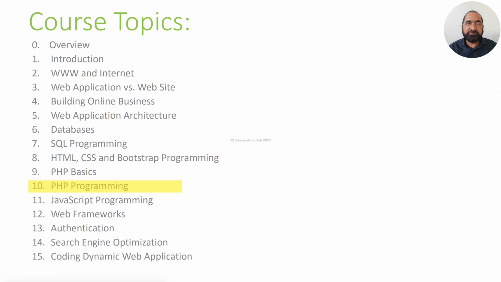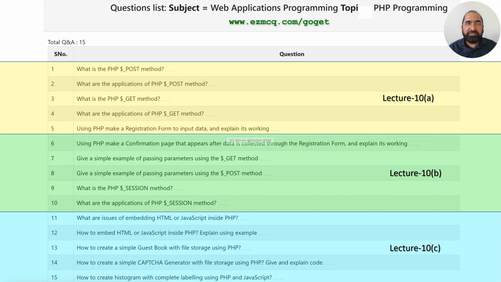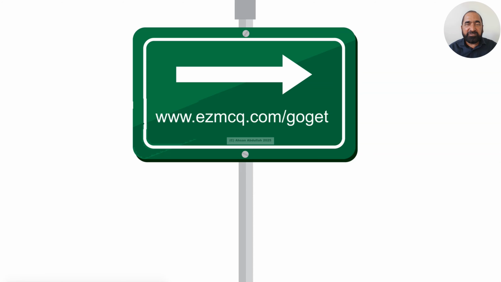So these are the list of topics which are covered in this course. And topic number 10 is the topic which we are covering, which is PHP programming. That topic is further divided into 15 questions and answers, and all of them are concepts. The first 5 questions and answers are covered in lecture 10A, the next 5 in 10B, and the last 5 in 10C. So now we move to the supplemental website and work on the questions and answers as per the lecture.